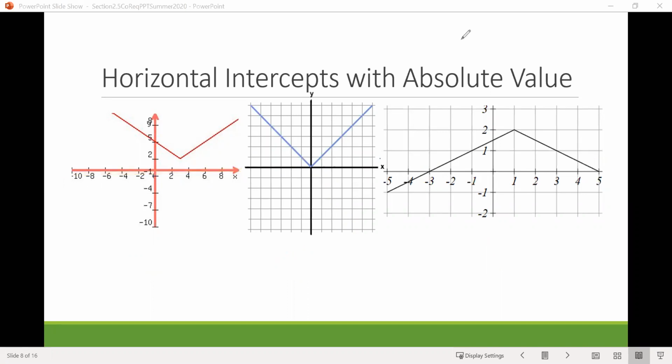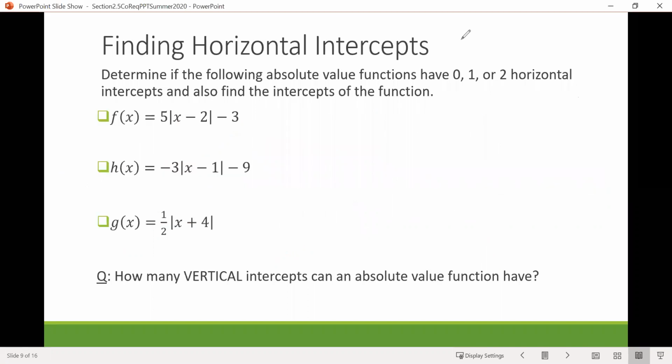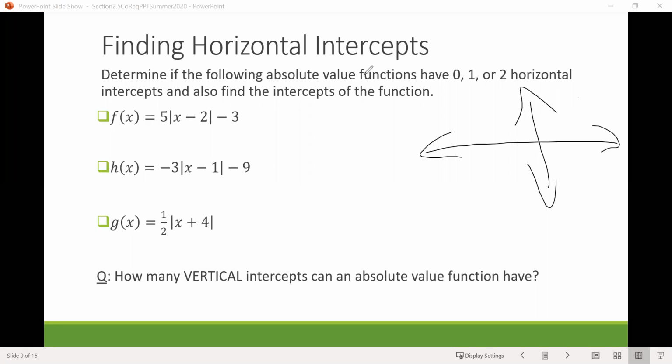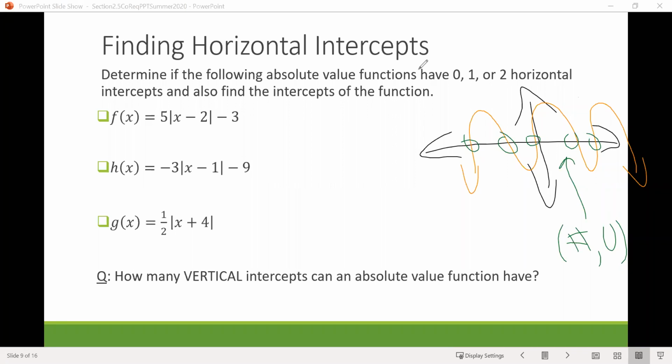Okay. Let's talk about finding those with absolute value functions. Here we have to determine if each of these has 0, 1, or 2 horizontal intercepts, and then also find them. And recall, we've talked about earlier in this chapter that a horizontal intercept for a function, regardless of what the function looks like, is going to be a point where it intersects the horizontal axis, and the coordinates there will always be number, comma, 0, right? So the output values are always 0 at horizontal intercepts, okay?